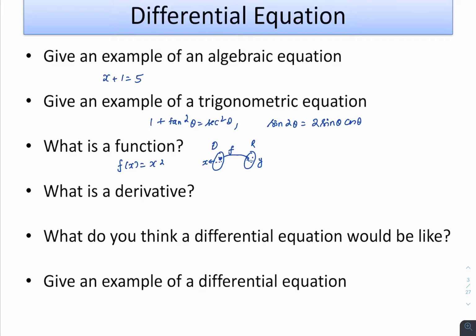Of course, for every input there are some definitions, some basic conditions that need to be met, which is that every input should have an output, and every input should have only one output. That is a function. And what is a derivative?